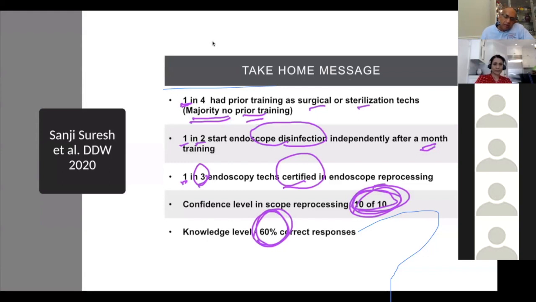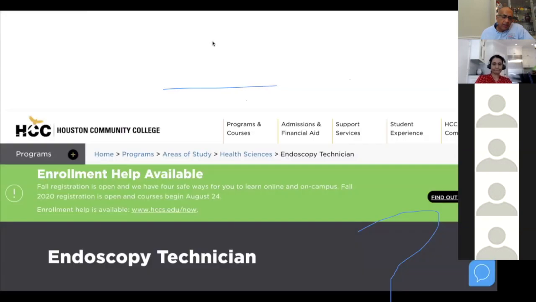So as you can see here, there's a lot of room for us to help with education. And the Houston Community College is planning to start its first batch in spring of 2021. So at this point, I want to stop, and we'll open this up for any discussion.